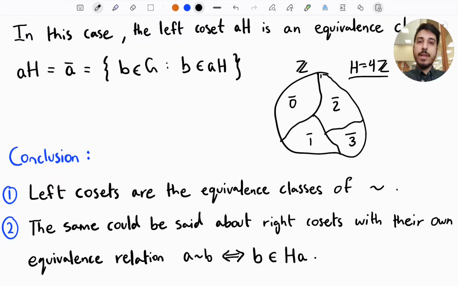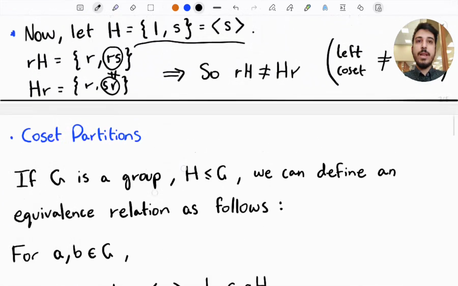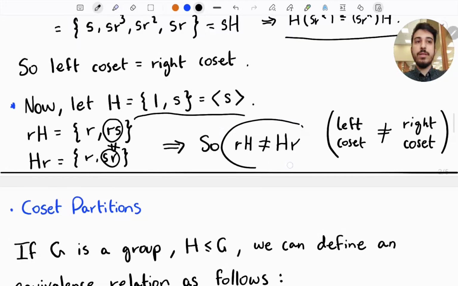The same could be said about right cosets. So left cosets could make a partition and right cosets could make another partition with their own equivalence relation, where a is equivalent to b if and only if b is an element of the right coset Ha. So it's important to distinguish between left and right cosets, because not always it is the case that we have commutativity, as we've seen in the example here.